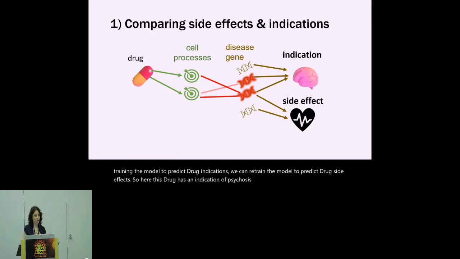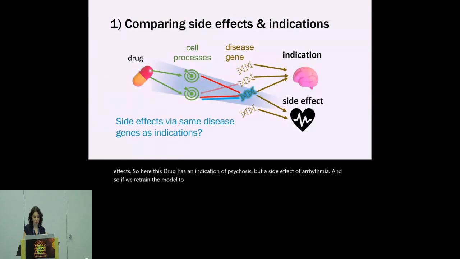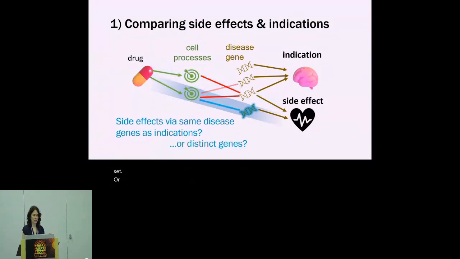And so if we retrain the model to predict disease genes on the side effects, do we actually get the same disease genes, or do we get new, different disease genes? So here, this is what it might look like if it's the same disease genes that are an overlapping set, or it could be distinct disease genes that were not involved in the drug's main indications. So that's something that we can ask.